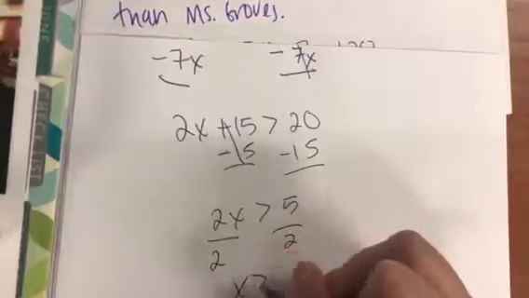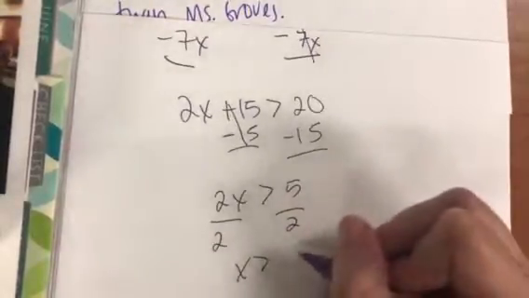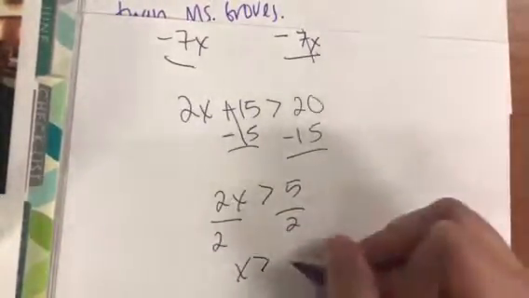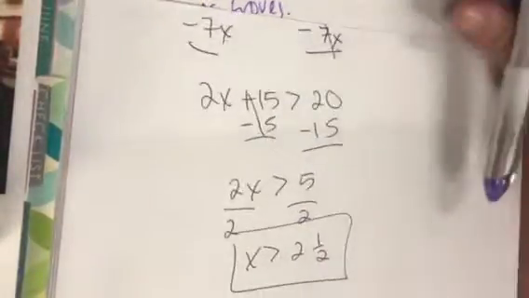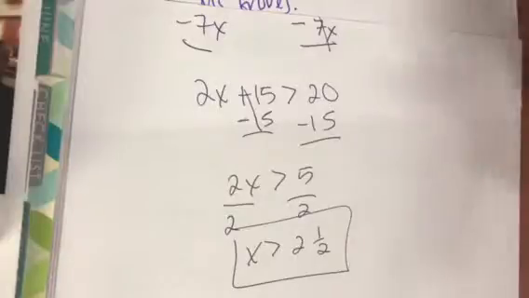She's super sweet. X is greater than 5 over 2, which is definitely, how many whole numbers do we have in there? 2 and 1 half. Now that doesn't make any sense to me though. Hold on. My solution is x is greater than 2.5.